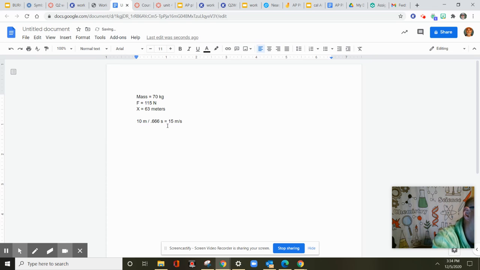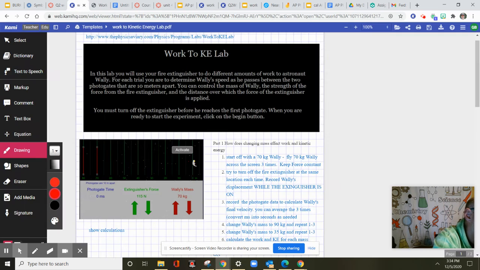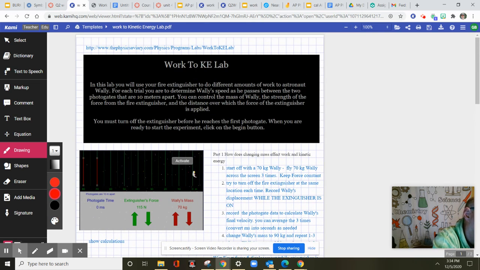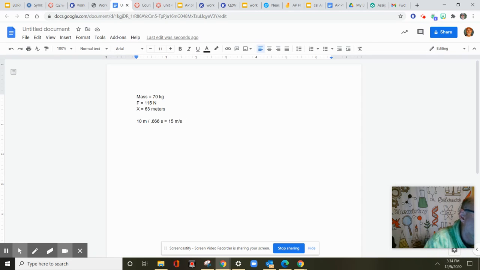All right. So did I do what I was supposed to do? I don't know. Turn it off at the same place, record the photogate data to get the final velocity. Then we're changing. And then down here, we're calculating the work and we're calculating the kinetic energy to see if they're the same. Kind of the point is to see that work and kinetic energy are related to each other.